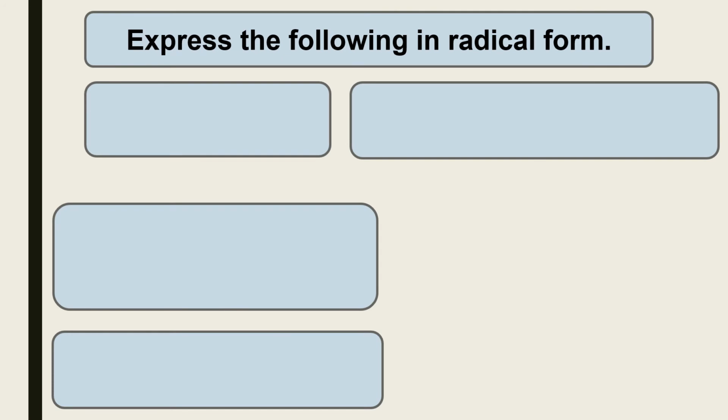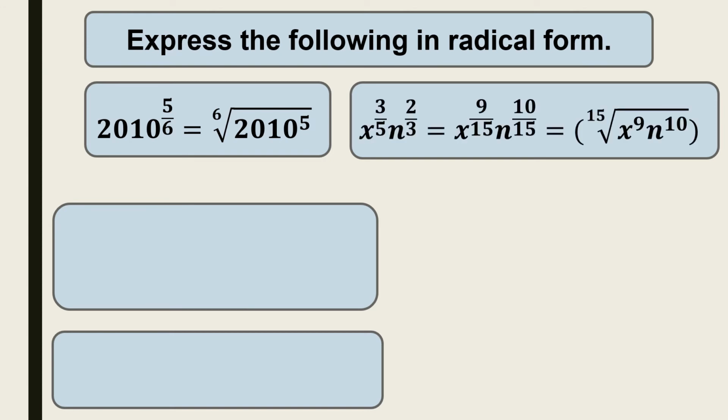Next, express the following in radical form. The given is in exponential form, then you just change it only. Just change, not simplify. If we have different exponential forms, or their denominators have a difference, what will we do there? First get the LCD so that they have the same denominator. So how do we do that?